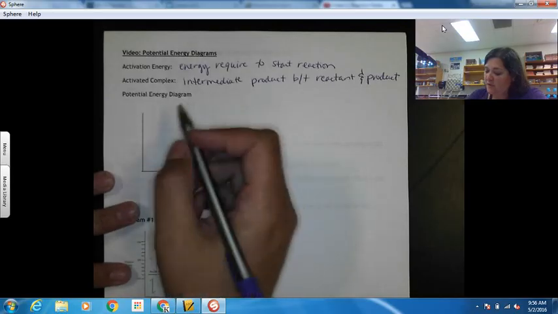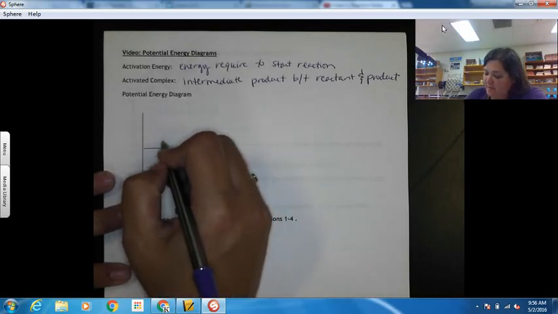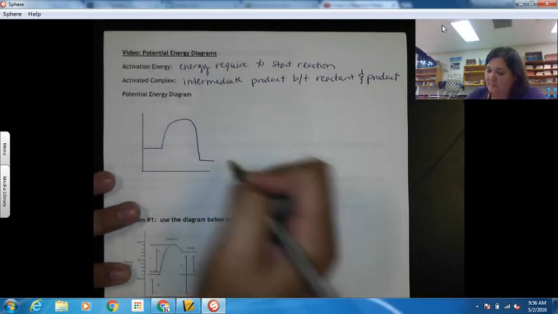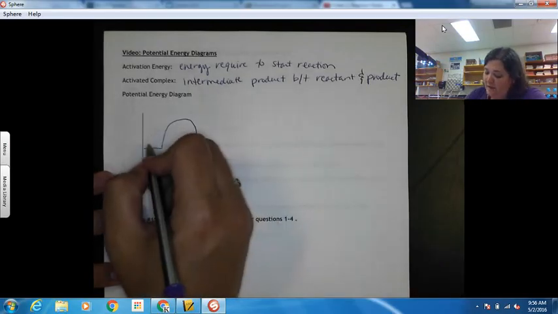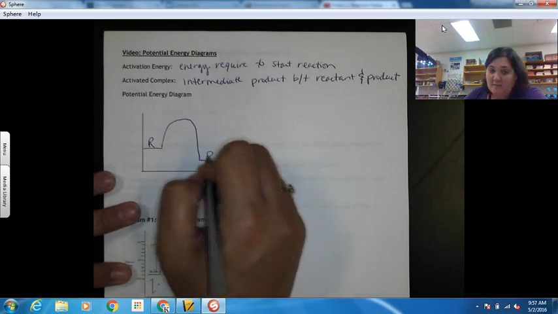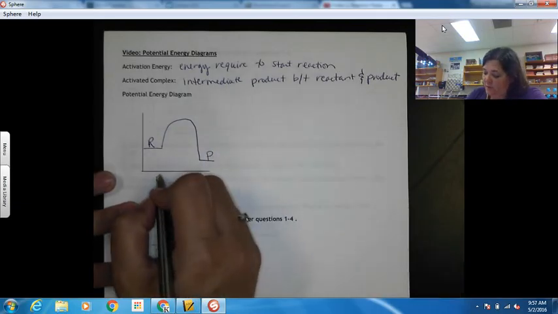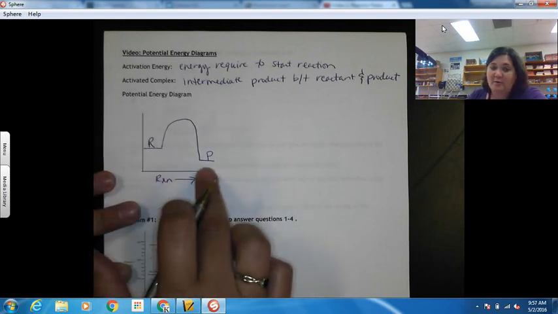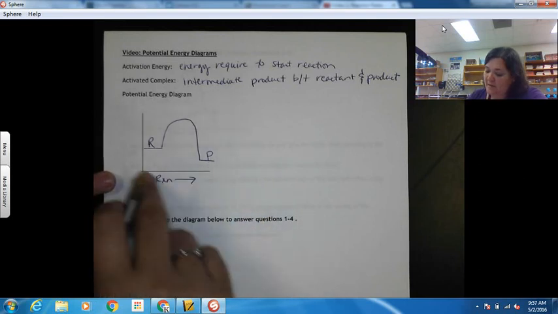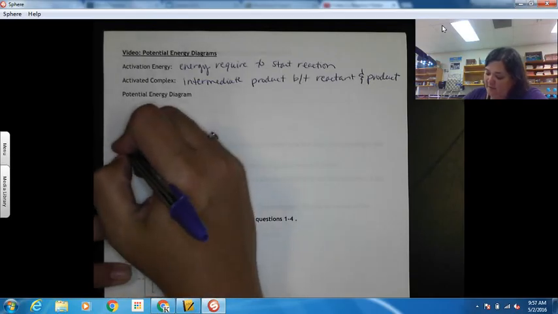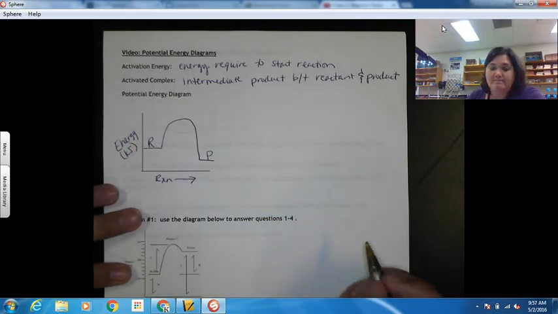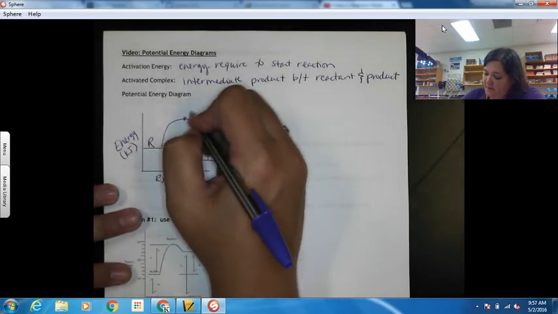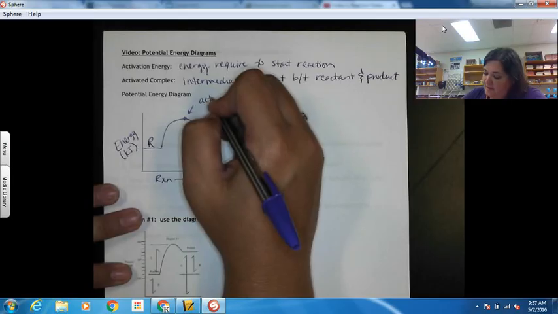Okay, so a potential energy diagram has a general shape like so. Where you have your energy of your reactants, the energy of your products. Our reaction progress goes from left to right. So we start with our reactants and we go to our products. And then of course on the y-axis we have our energy, usually in kilojoules. Now at the very top of the hill, that's our activated complex.